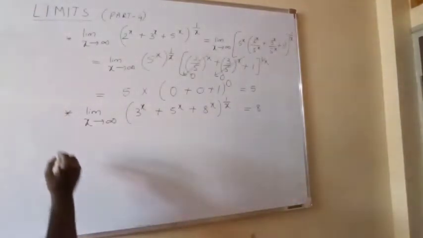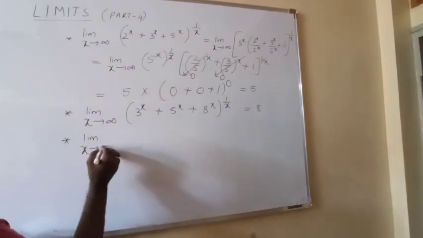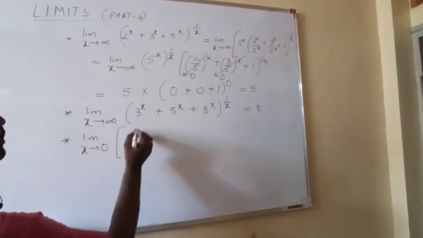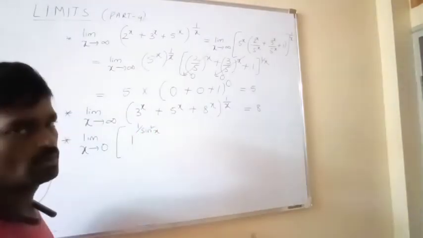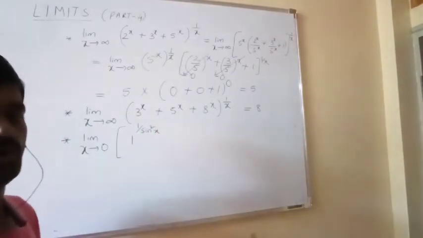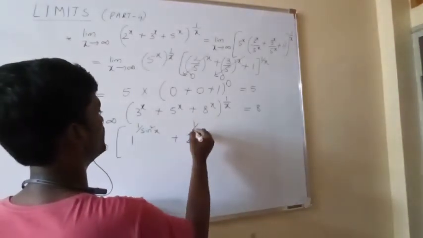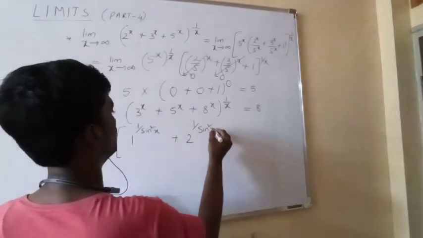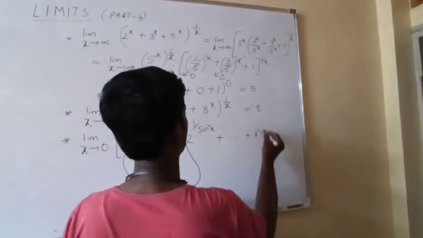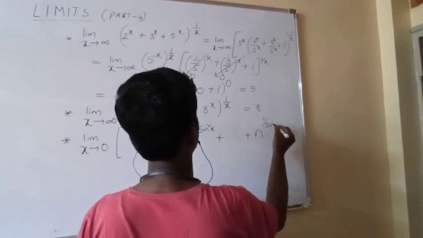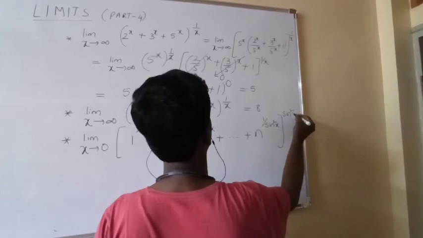So one more next level problem, but the same model problem. Limit x tends to 0, 1 power 1 by sine square x. 1 by sine square x is nothing but cosecant square x, so they may give 1 power cosecant square x also. Plus 2 power 1 by sine square x, plus 3 power 1 by sine square x, and so on, n power 1 by sine square x, whole power sine square x.